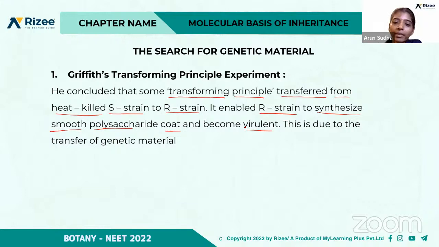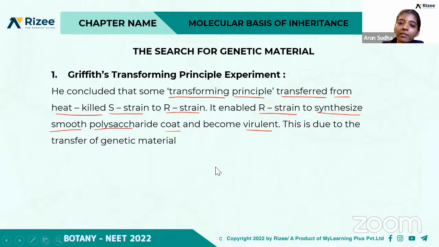So this is called the transforming principle experiment, but Griffith was not sure what the transforming principle was, whether it is DNA or RNA or a protein. So something is transferred. Okay, so you're clear with this experiment.